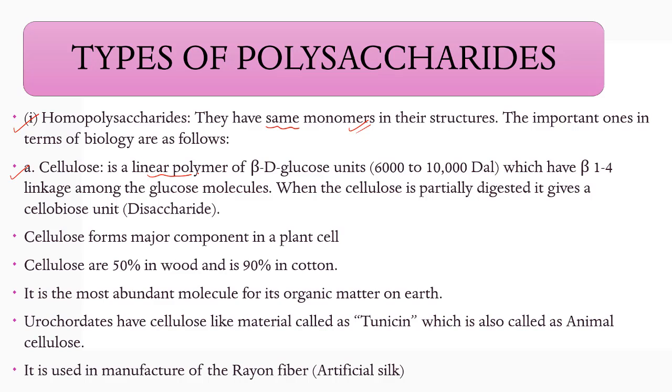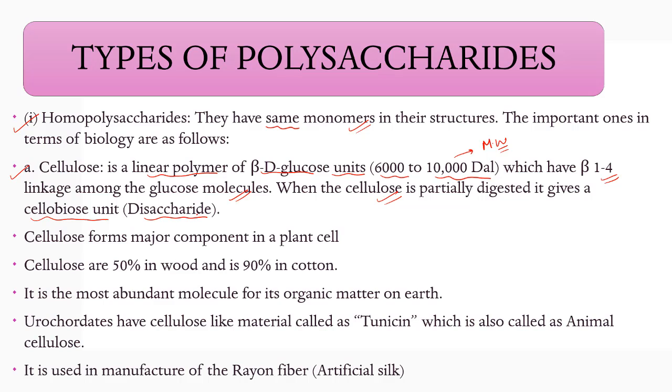Cellulose is a linear polymer of beta D glucose units, with 6,000 to 10,000 daltons of molecular weight, which have beta 1,4 linkage among the glucose molecules. When cellulose is partially digested, it gives us cellobiose unit, which is a disaccharide.